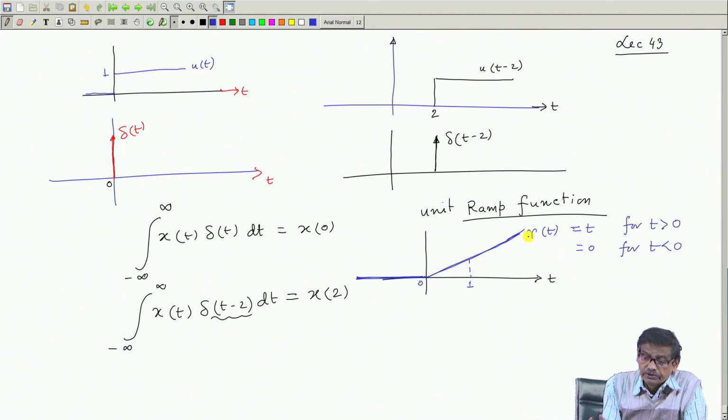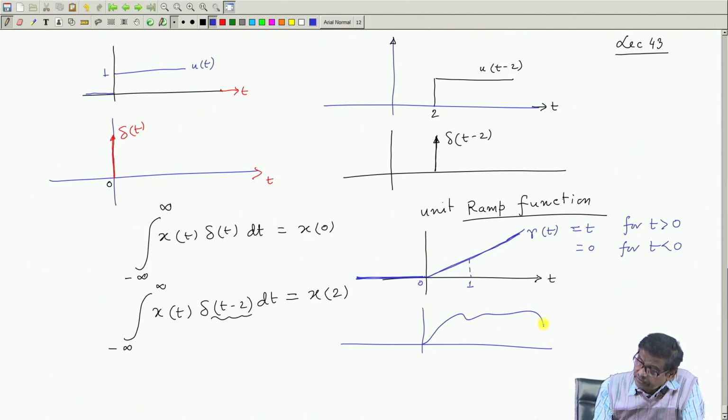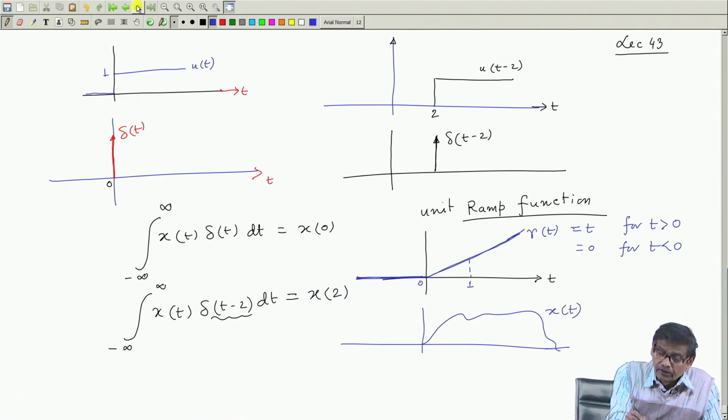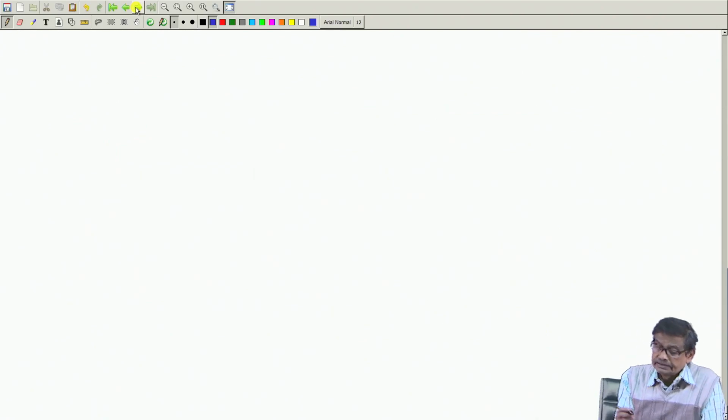So, all the functions we are considering are essentially causal signals, which exist for t greater than or equal to 0. For t less than 0, the functional value is 0. Similarly, any function which exists from t equal to 0, this is x(t), is a causal function. Okay? And the causal signals we can also explain like this.